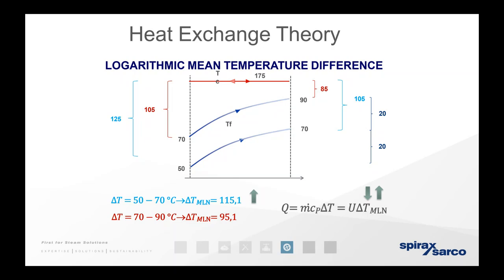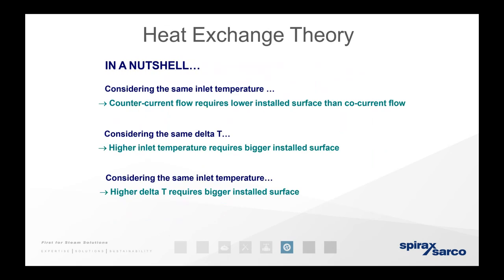So again, just the formula there. Q equals m c delta T, equals U A delta T MLN. In a nutshell, as it says here, condensing at the same inlet temperature, counter-current flow requires lower installed surface than a co-current flow, so it's a smaller surface. Condensing with the same delta T but a higher inlet temperature requires a bigger installed surface, so you need more area. Condensing at the same inlet temperature, a higher delta T requires a bigger installed surface again.